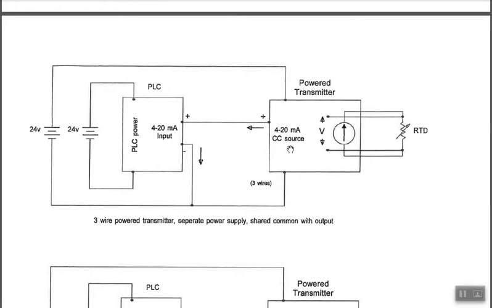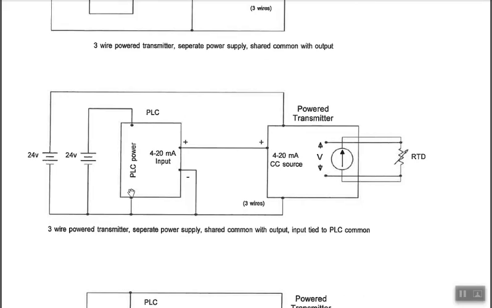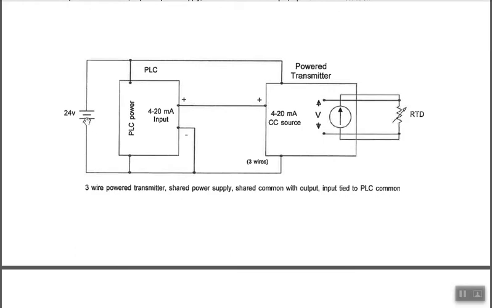So it's very much in the same category as the 4-wire transmitter. They're just sharing the common. That's all. It's still a constant current source. It's still a powered transmitter as opposed to a loop powered transmitter. It's not that. So if you only have 3 wires, there you go. That's what's happening. And again, some variations. You might need to tie PLC common to the common if that's stipulated in the PLC documentation. And again, you could conceivably run it all off of a single power supply. That would be an option if you wanted to.